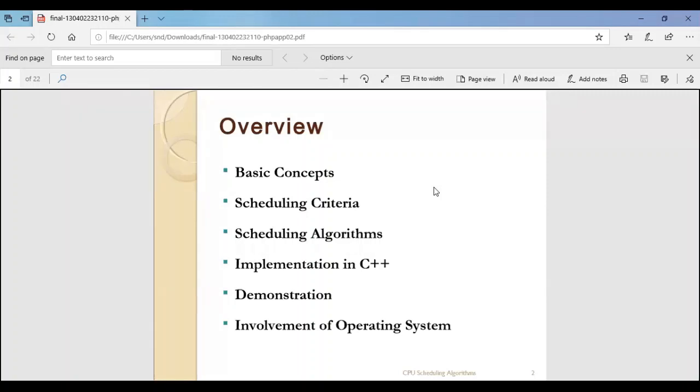Then scheduling algorithm implementation in C++. You are having one practical of CPU scheduling. Then examples and demonstrations: how to calculate the average waiting time and turnaround time. The last point is the involvement of the operating system in CPU scheduling.